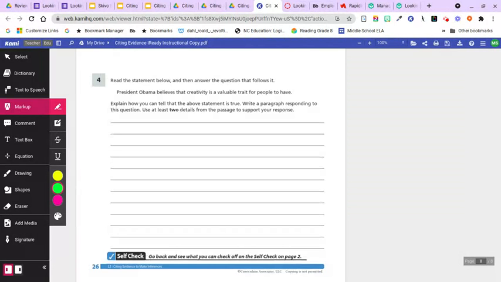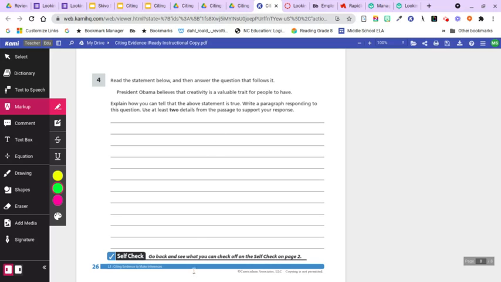Then when you get to question number 4, it says, read the statement below and answer the question that follows it. President Obama believes that creativity is a valuable trait for people to have. Explain how you can tell that the above statement is true. Write a paragraph responding to this question and use at least 2 details from the passage to support your response. So you need to pull 2 details from the passage that prove how you can tell that he believes that creativity is valuable.